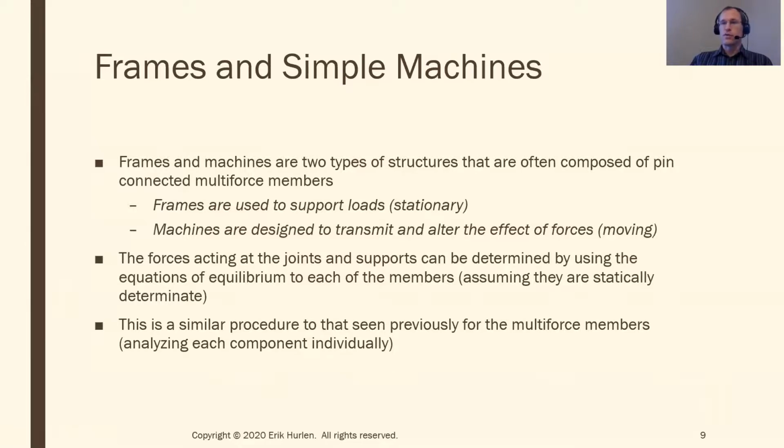So kind of the procedure we saw before. Take this frame or machine, whatever it is, break it apart into its different members, and then I can solve for those internal forces, Bx, By, Cx, and Cy, using the equations of equilibrium. So that gives me the forces acting at all the joints. You can always find the forces at the supports using the free body diagram and rigid body equilibrium on the entire structure. So again, this follows what we described before, using the multi-force members.